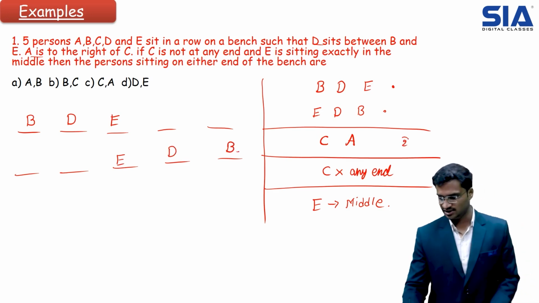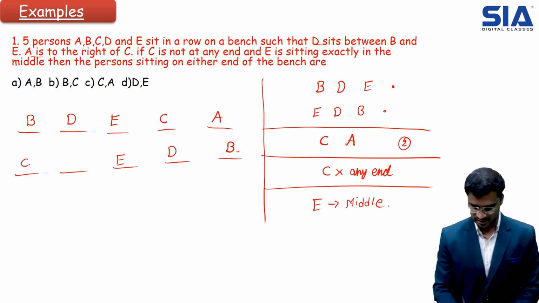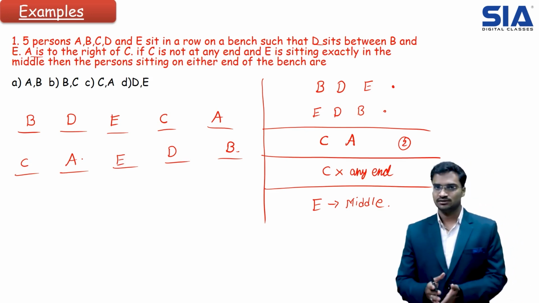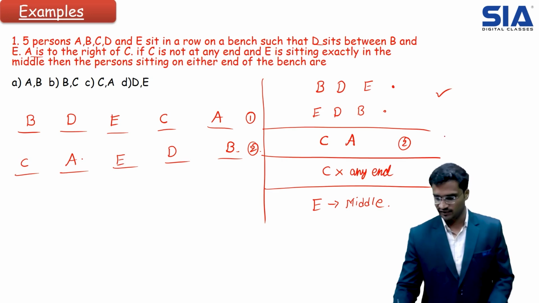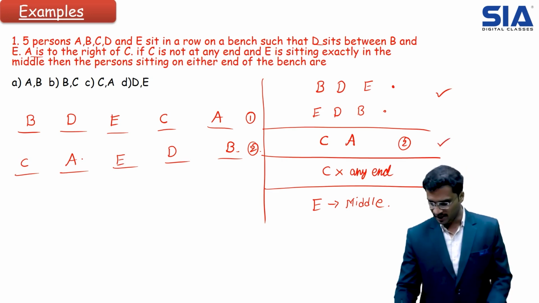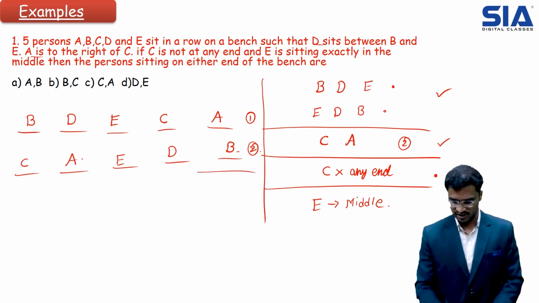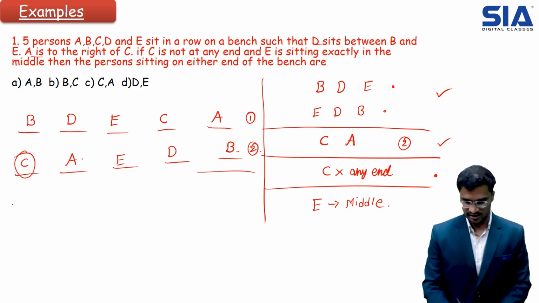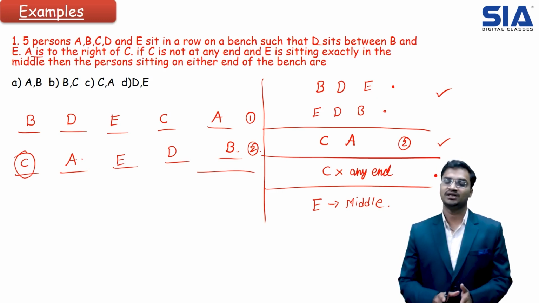Now let us arrange this second statement here. C, then A, then C, then A. Now let us check any errors in this particular thing. Now this first possibility and this second possibility, the first statement is satisfied, second statement is satisfied, but the third statement is being affected in this second possibility, because in this second possibility C is sitting at the end, but particularly in our question he said that C should not sit at any end.